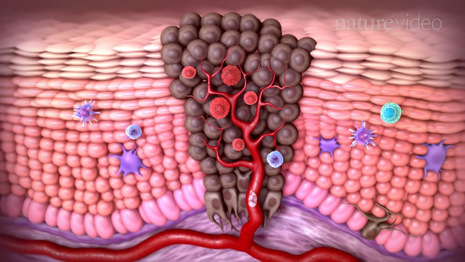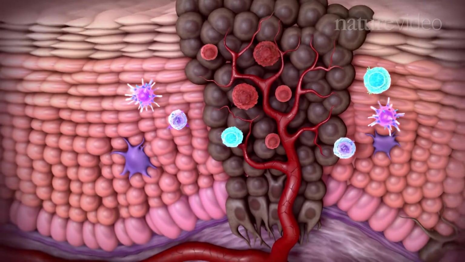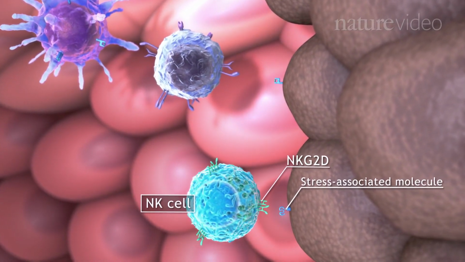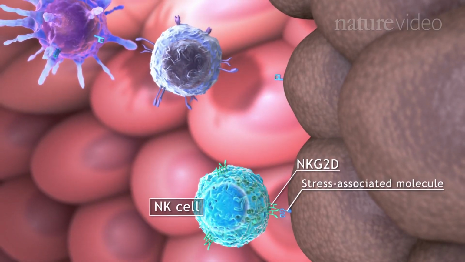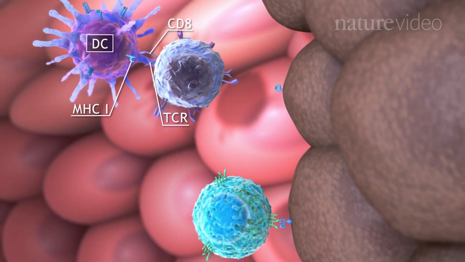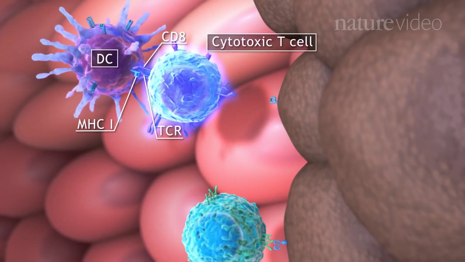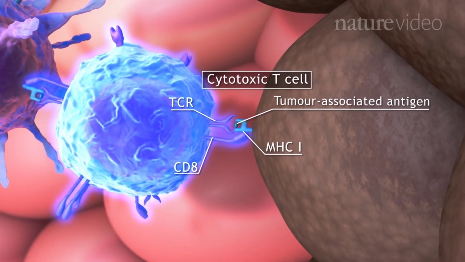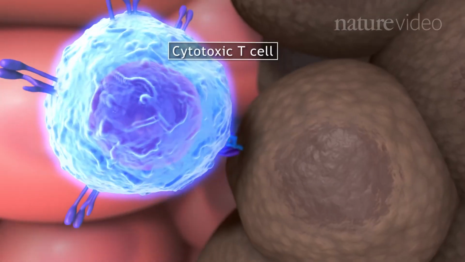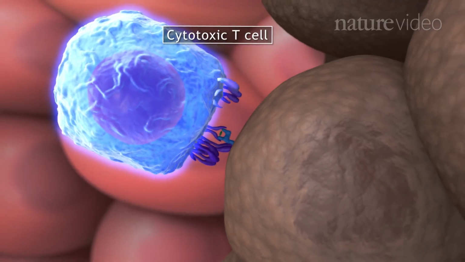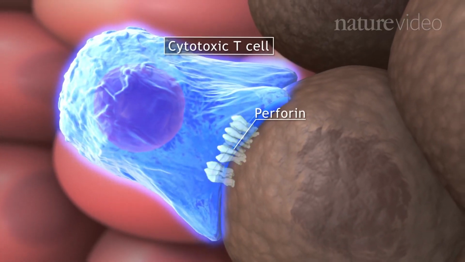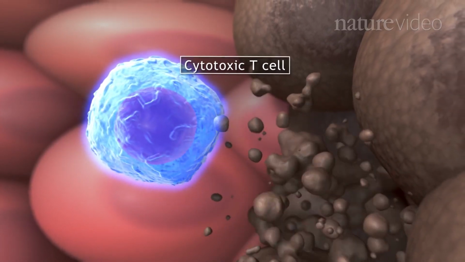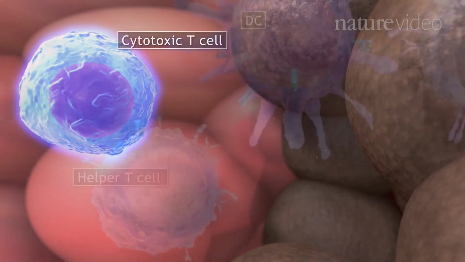The cells of the immune system are continuously monitoring our tissues. Natural killer cells, or NK cells, sense stress-associated molecules on damaged and cancerous cells. Dendritic cells, or DCs, activate cytotoxic T cells, which can then sense tumor-associated antigens using their T cell receptor and other co-receptors. Once activated, NK cells and cytotoxic T cells release perforin and granzymes. These molecules punch holes in the surface of the tumor cells, causing them to die by apoptosis.